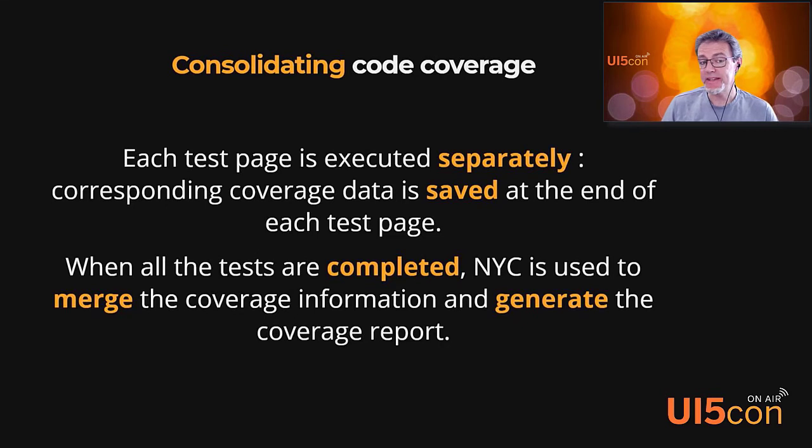Something that is really interesting in this model is that each test page is executed separately, which means also that each code coverage information is consolidated individually. And I will come back to that later. But once everything is terminated, those unique coverage information coming from each test execution needs to be aggregated and then a report generated. And NYC provides a way to do that. There is a merge command that will aggregate all the coverage information, and there is a report command that will generate a nice user-friendly report for the code coverage information.